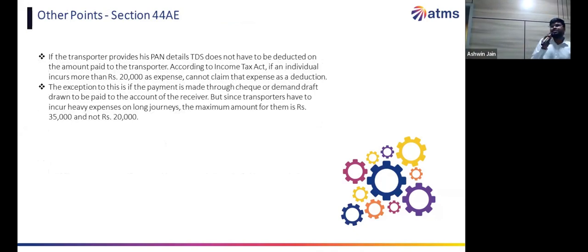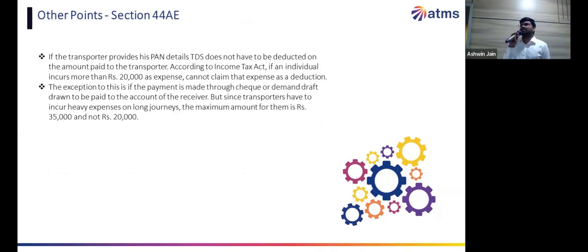Again, if a person is owning less than 10 vehicles, then certainly we understood section 194C, the contract one, where we take a declaration from clients that you have less than 10 lorries, then we will not deduct TDS and all those things. Then in that case TDS will also not be deducted.